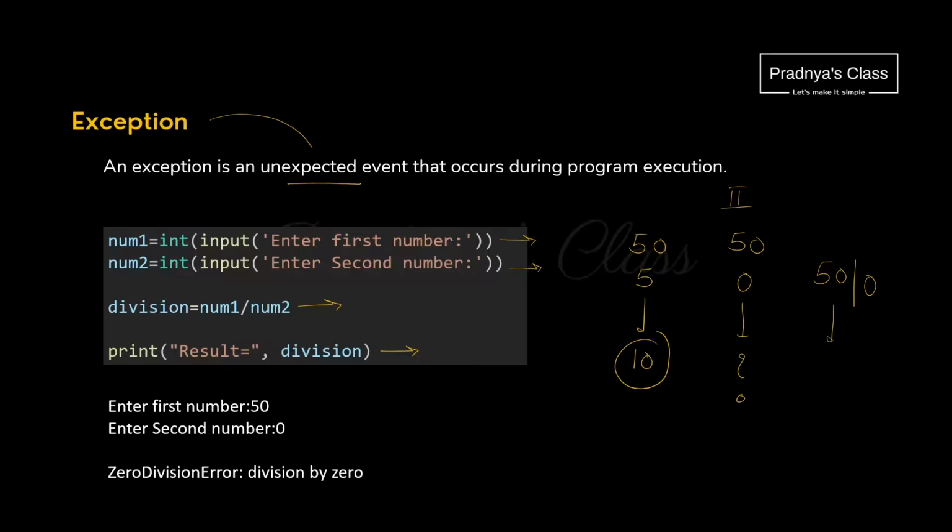Why? Because the computer doesn't know what to do with 50 divided by 0. In maths also we have understood that it is infinity. But the computer doesn't understand what infinity is. That's why it will give an error. So look at the output. It is giving a ZeroDivisionError. It is the name of the exception. And here is the description for the same.